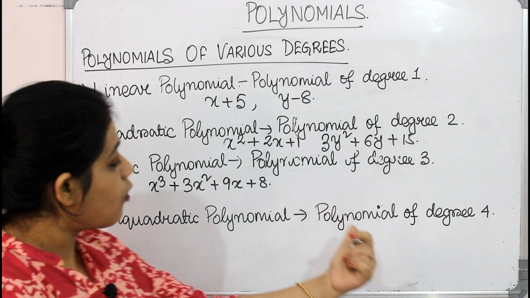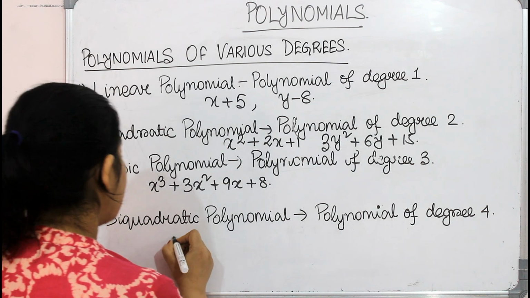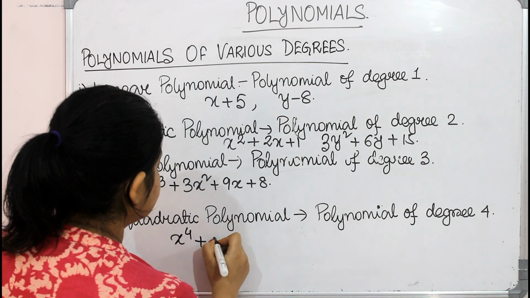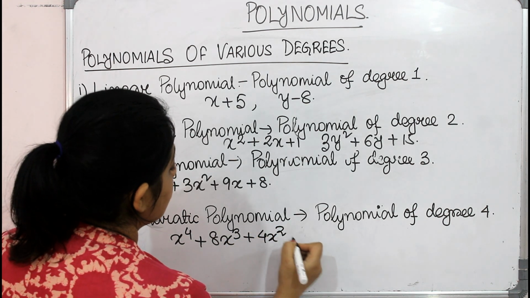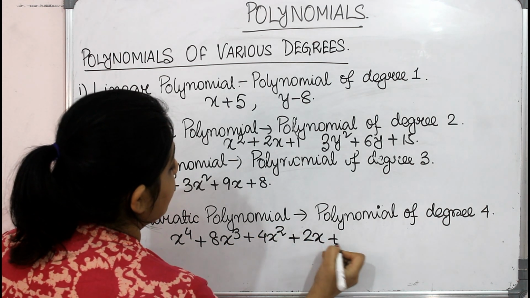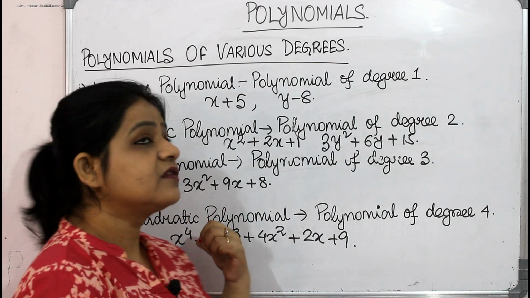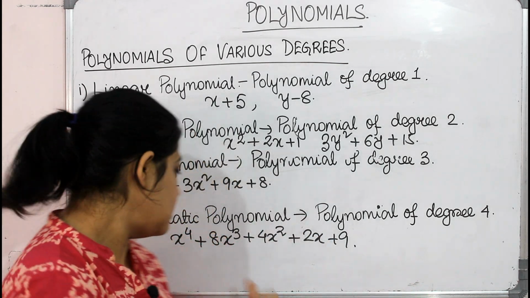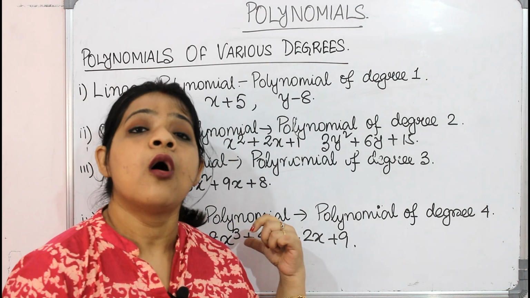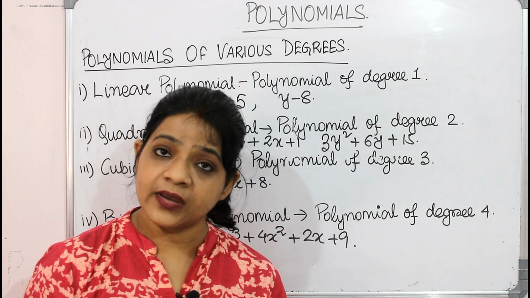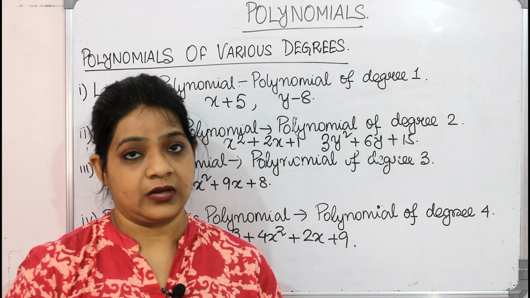Next is the biquadratic polynomial, a polynomial of degree 4. For example, x to the power of 4 plus 8x cube plus 4x square plus 2x plus 9. So what is the highest power in this equation? Since there is x to the power of 4, it has the highest power of 4. So the degree of the polynomial is 4, and this is called a biquadratic polynomial.